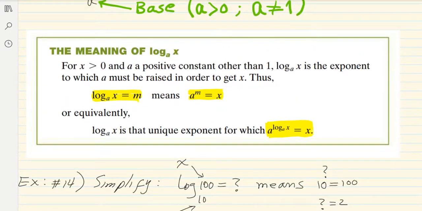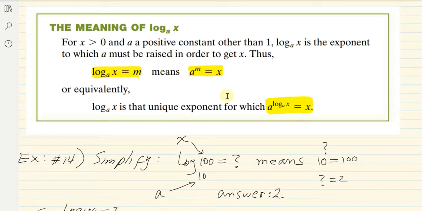Now, let's go through a few exercises together, and we're going to see how we put this together. Once we go through a few of these, I think the whole idea of logarithms becomes much more manageable and easier to comprehend. Remember, the key relationship is: log base a of x equals m. What does that mean? It simply means a to the m equals x.